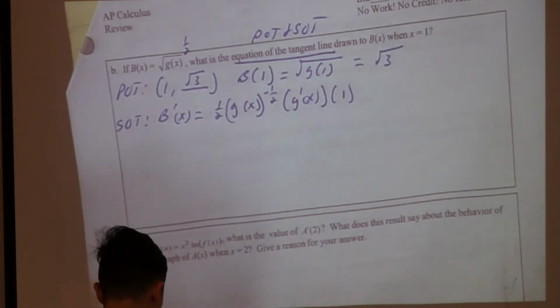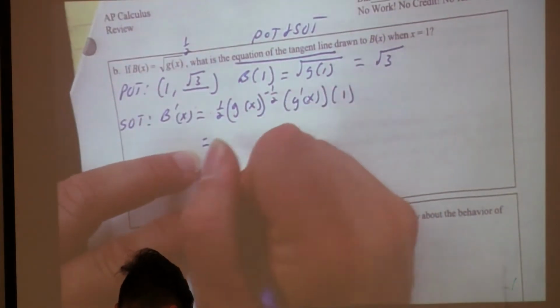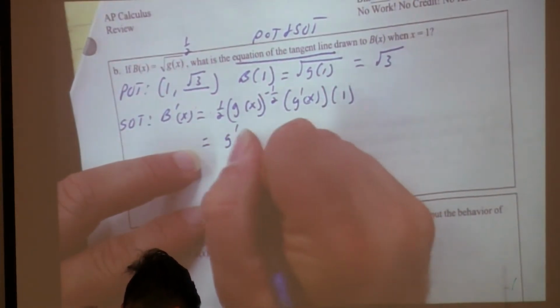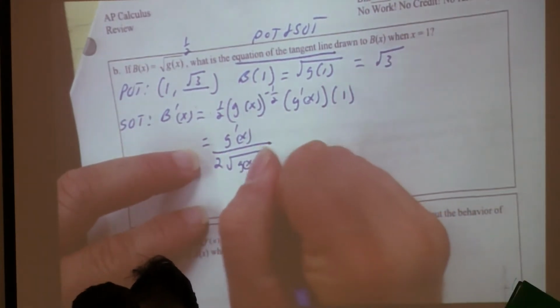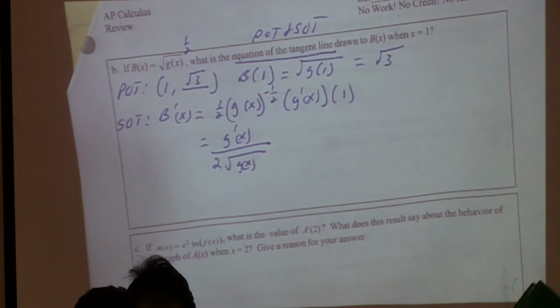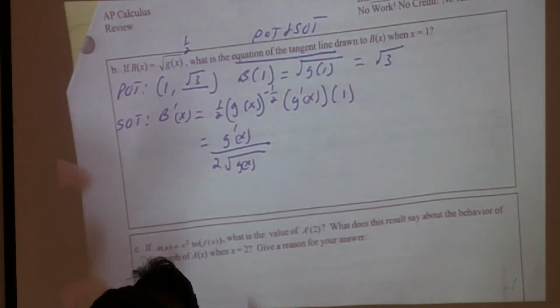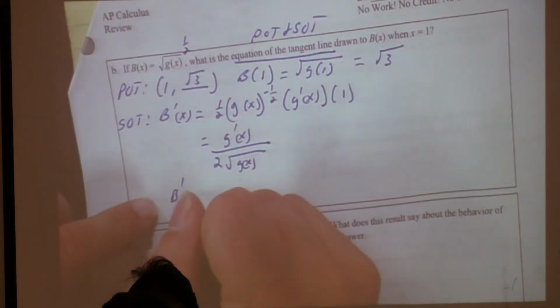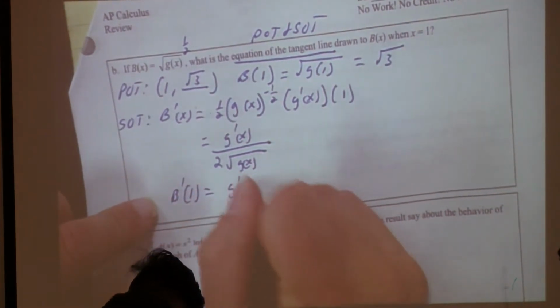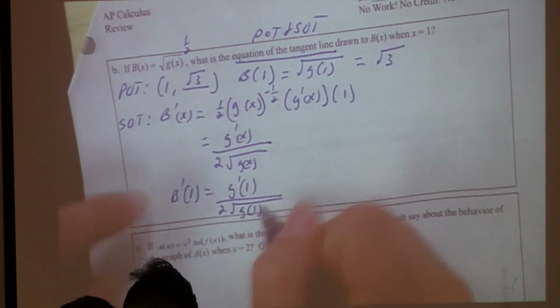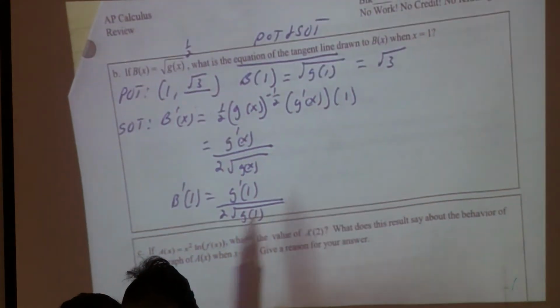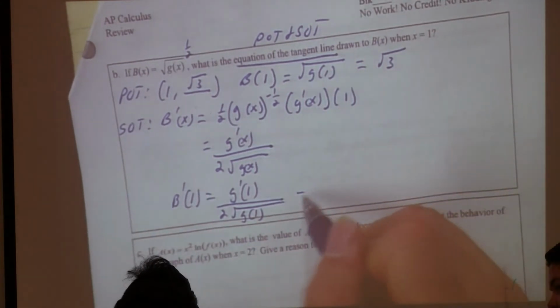Alright, so this ends up becoming what as an actual equation? B prime of x is g prime of x over 2 square root of g of x. And we're going to plug what into that? 1. B prime of 1. So now I need g prime of 1 over 2 times the square root of g of 1. We already found g of 1, so we just need the top part.